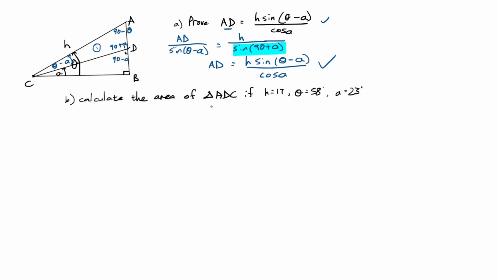Then they ask, calculate the area of ADC if H is 17, theta is 58, and A is 23. That should be as simple as us just subbing all of those in. Let me start with what I've already got. AD would be H sine theta minus A over cos A. I don't need to do any shifting. I can just punch that in my calculator and I get 10.59.